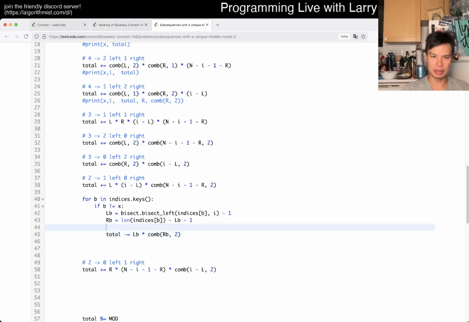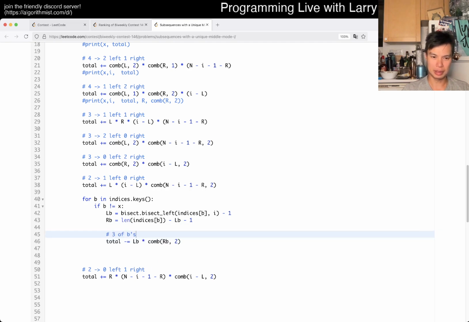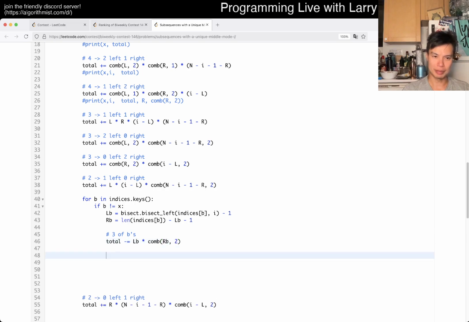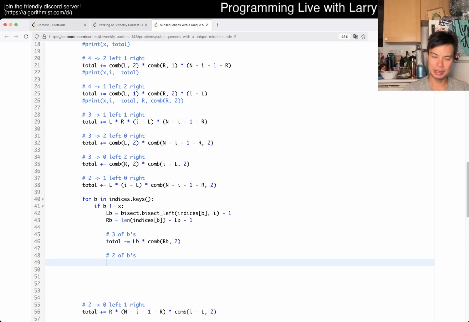Okay, so these are the 3 of B's. Maybe there should be Y's. Okay, 2 of B's is going to be 2 on the right, and anything on the left, which is going to be I minus L minus LB. I think anything else, rather.